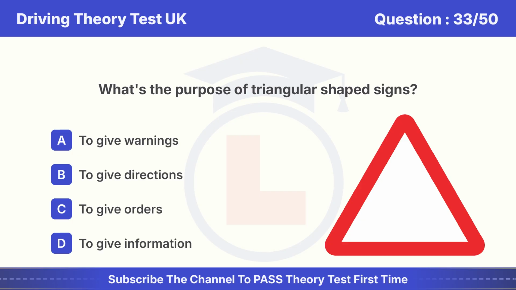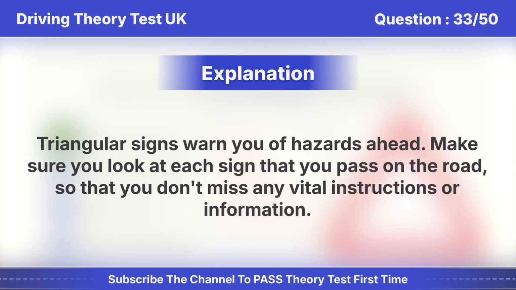Question 33. What's the purpose of triangular-shaped signs? Answer is A. To give warnings. Triangular signs warn you of hazards ahead. Make sure you look at each sign that you pass on the road, so that you don't miss any vital instructions or information.